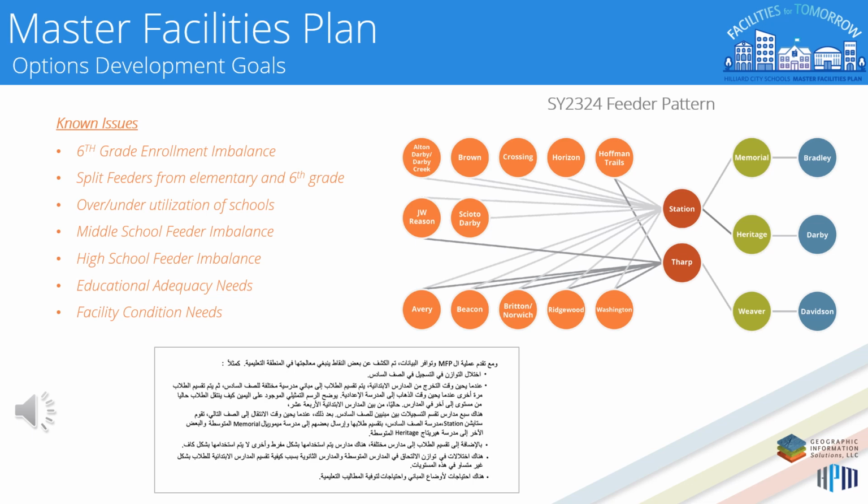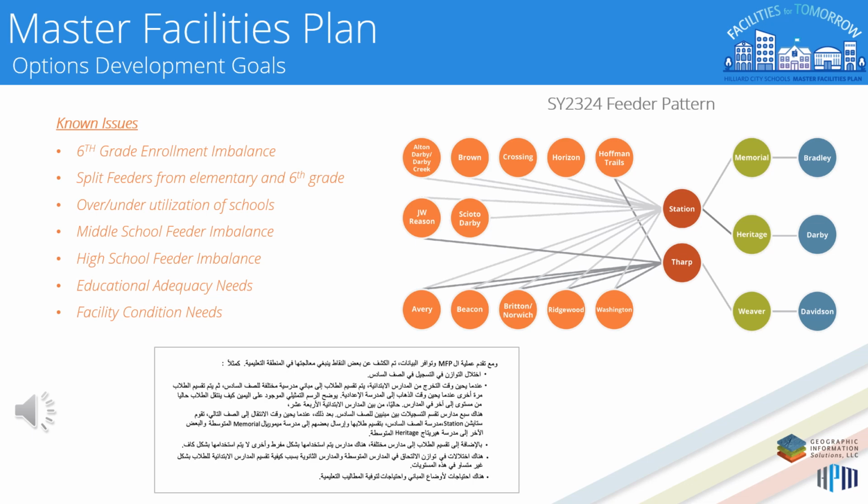As the MFP process progressed and data became available, specific aspects of the district's characteristics were revealed as issues that should be addressed, such as an enrollment imbalance at 6th grade, split feeders from elementary to 6th grade and middle school. The diagram to the right illustrates how schools presently feed from one level to the next. Currently, 7 of the 14, or half of all elementary schools, split their enrollments into both 6th grade centers. Station 6th grade then splits to both Memorial and Heritage middle schools.